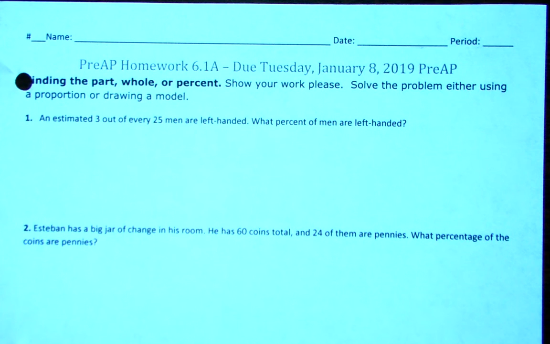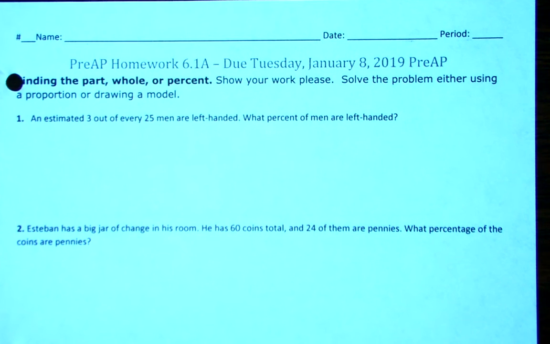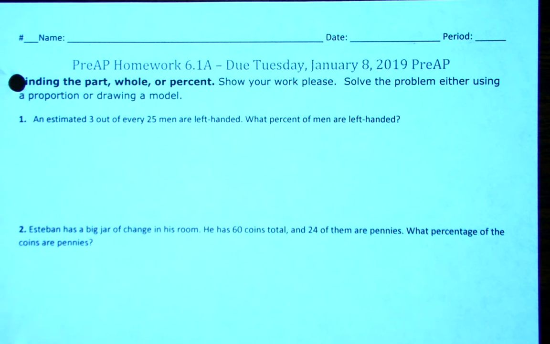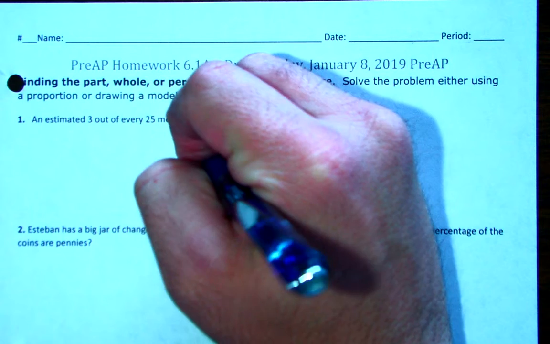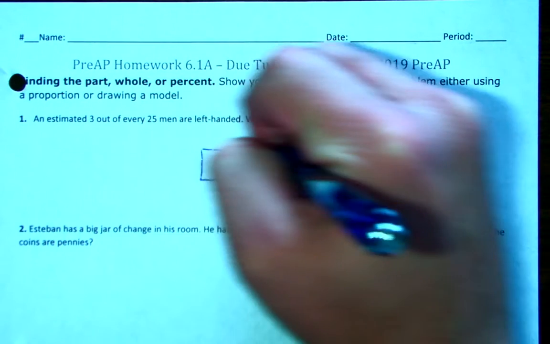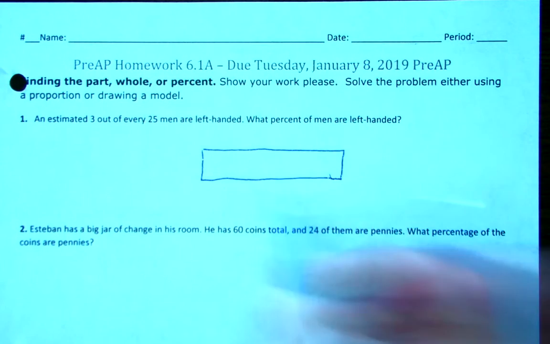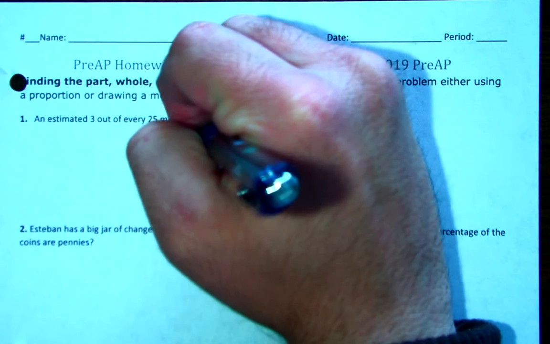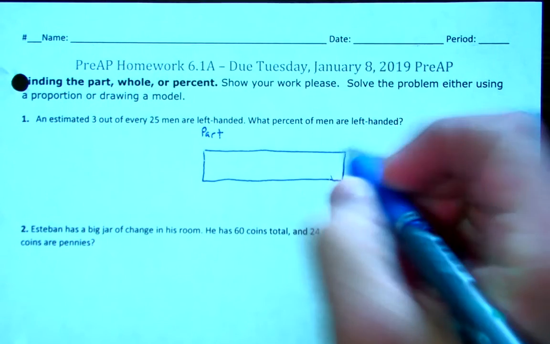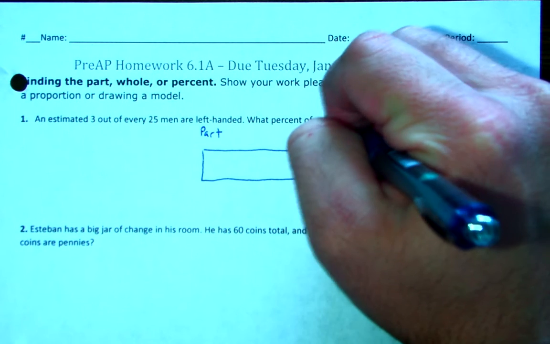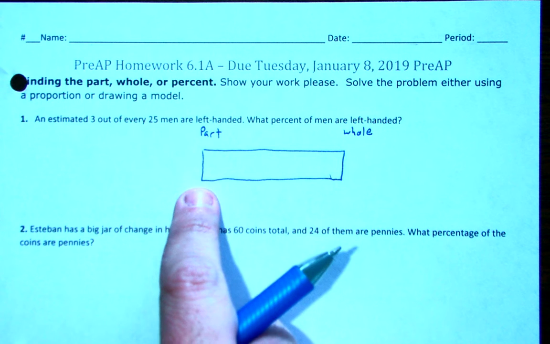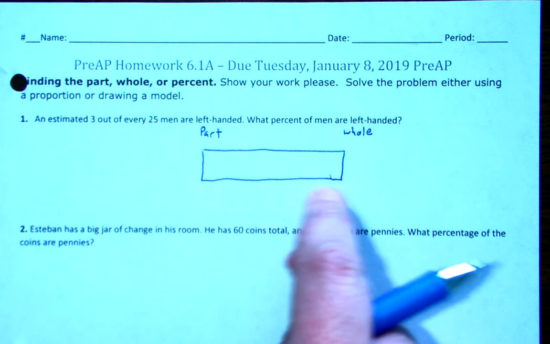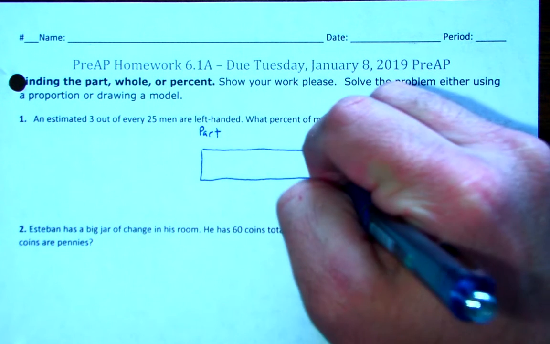So let's look at number 1. An estimated 3 out of every 25 men are left-handed. What percent of the men are left-handed? So let's start with our little percent bar. From our notes, the top left corner is our part. The top right corner is our whole. The very bottom is our percents. This would be a percent given. This one right here would be 100%.